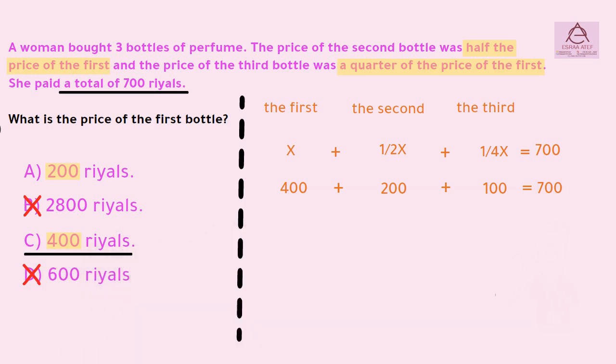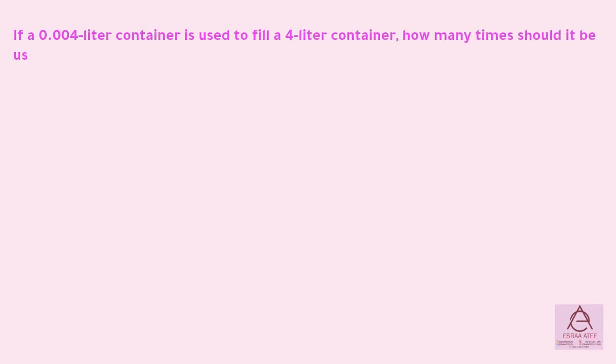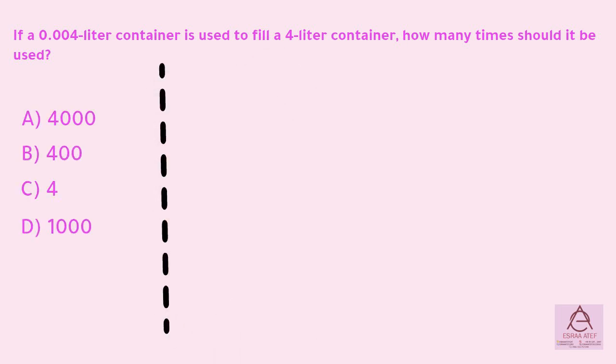Okay, the fourth question: a 0.004 liter container is used to fill a 4-liter container. How many times should it be used? We should use it 4,000 or 400 or 4 or 1,000. How to solve this one?